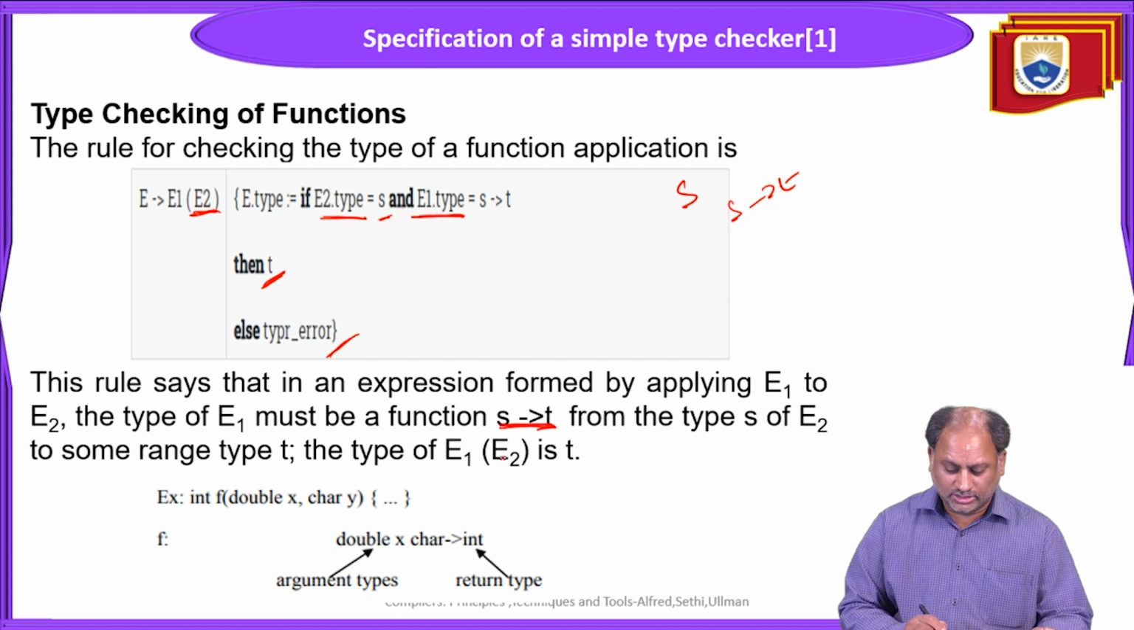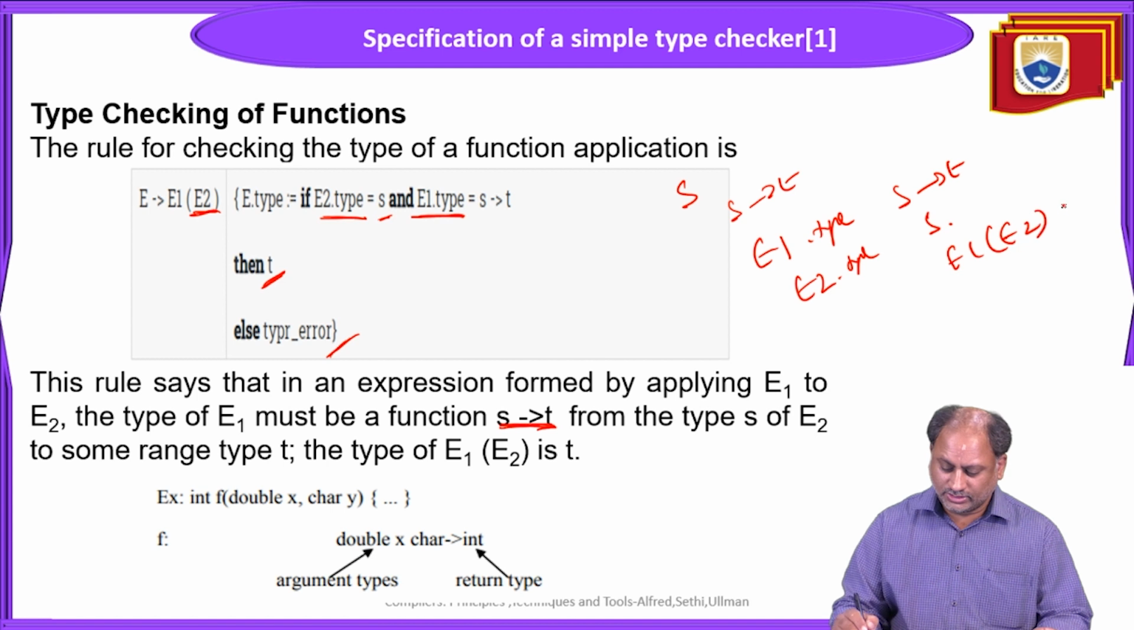So E1 is defined with the type s to t, and E2 is defined with type s. Then the corresponding range type is t. Now E1 of E2 is t. That means here it holds good: the domain set of values with the range set of values. That's why it is type_ok.